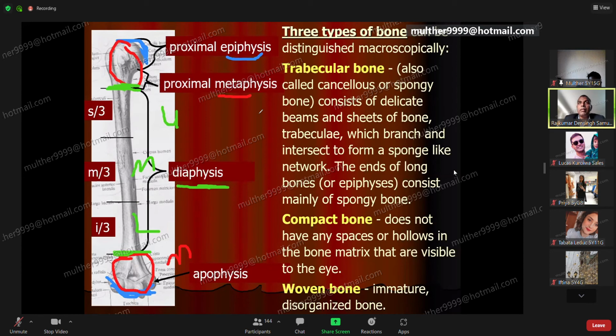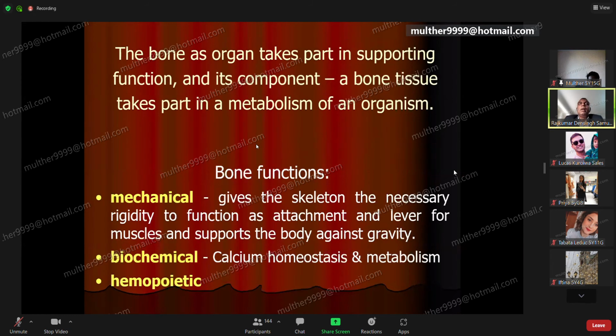I hope everybody got an idea already. If you take a bone, bone is not a cell or a tissue. Bone is an organ by itself. Why is it an organ? I'll explain. Bone has some special functions. It has mechanical function, biochemical function, calcium homeostasis and metabolism.